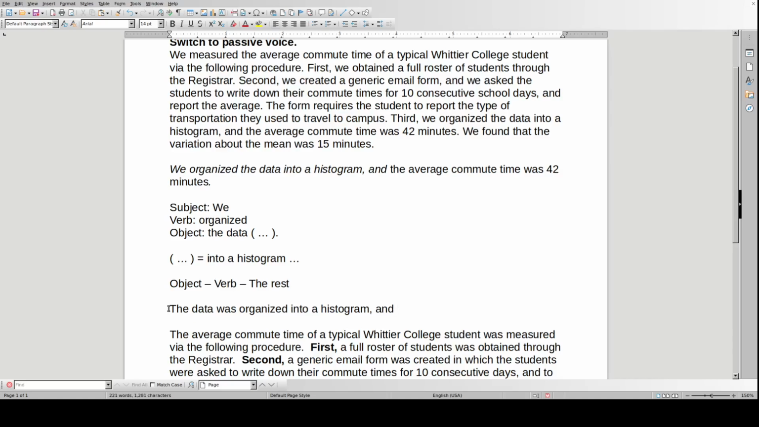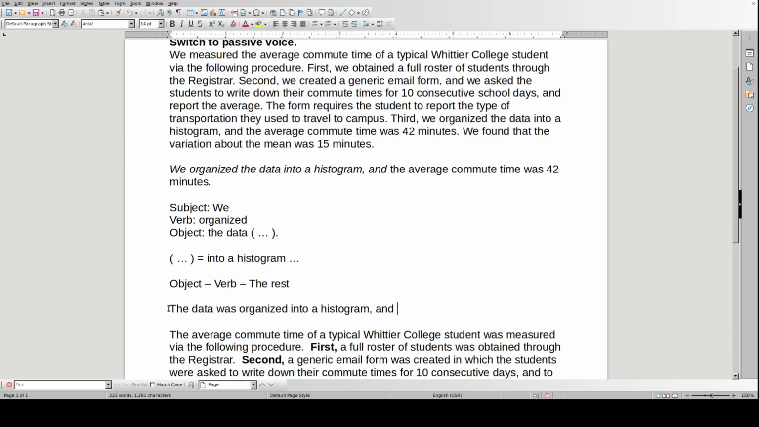The average commute time was 42 minutes. There's no we remaining in the sentence. There's no reference to who did the measurement. In fact, we're just making a comment about the data, the average commute time. So the whole point of making scientific writing or technical writing into passive voice is that it removes the researcher or the investigator from the picture and focuses on the results, placing them front and center. It should not matter who does the experiment. The experiment should be repeatable anyway. And further, it should be objective. It should not matter who does it.